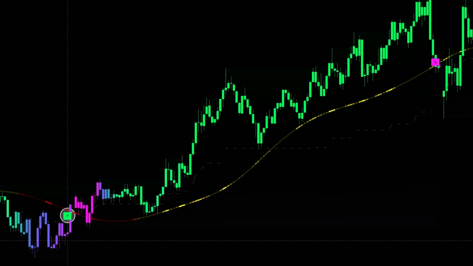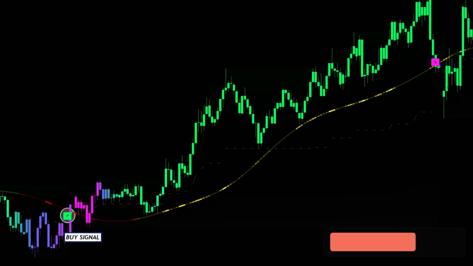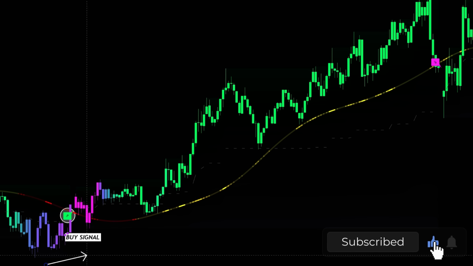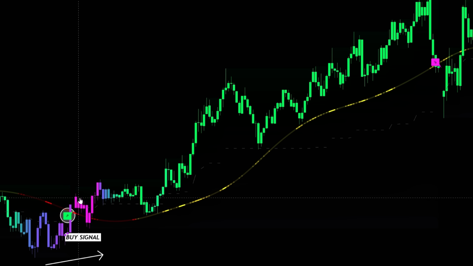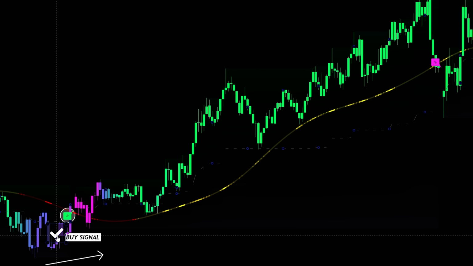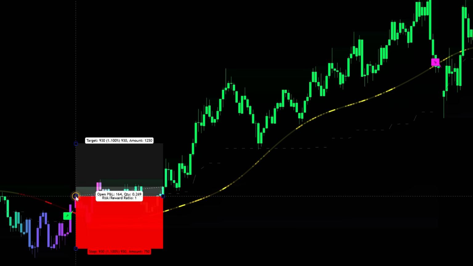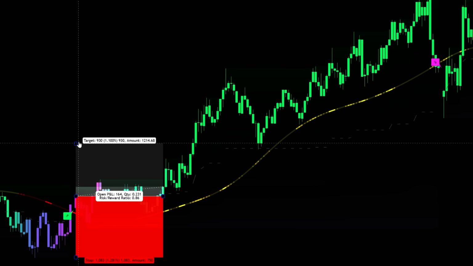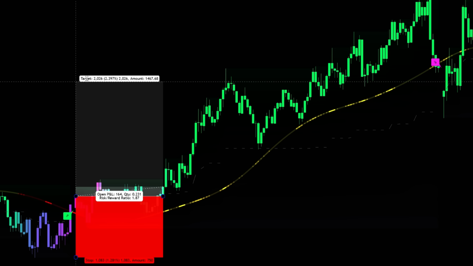When the trend is up, green line, price above it, sell signals are ignored. When a buy signal appears in that condition, it's aligned. Risk stays at 1%. A stop loss goes at the recent swing low or the trend line. Target remains 1 to 2. The rule never changes, only the direction changes.